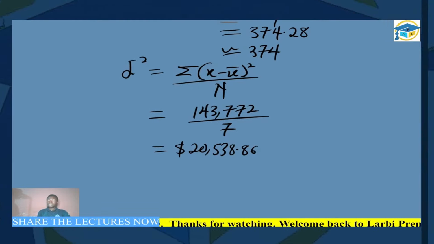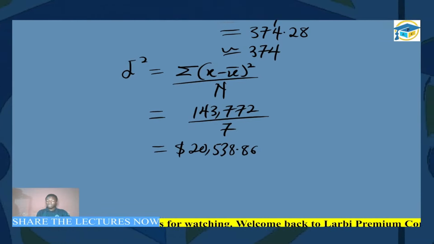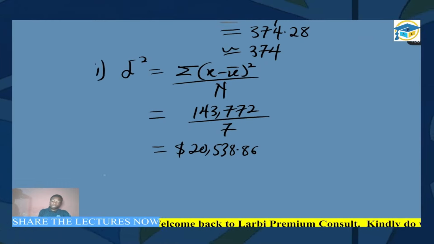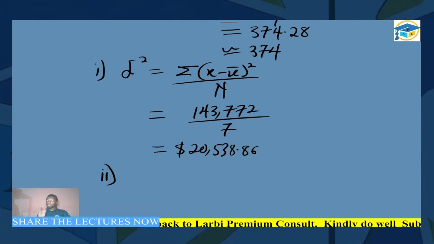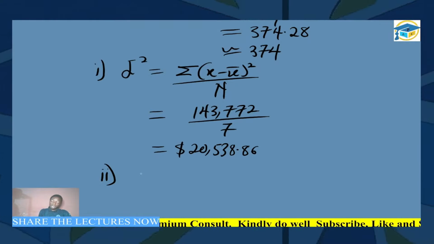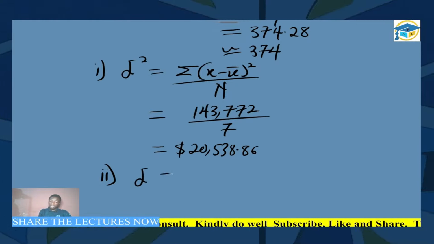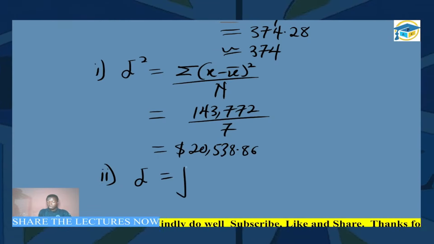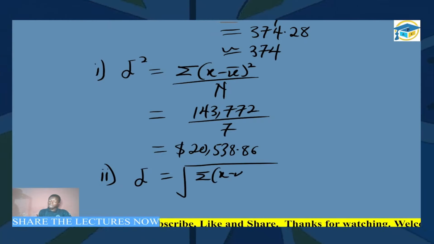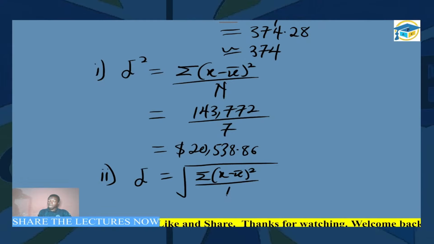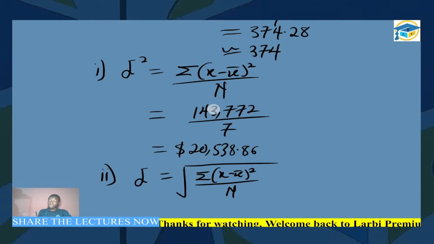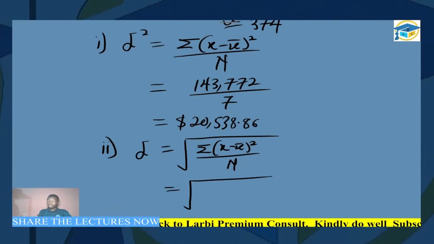So once you're able to get the variance for the company, you can then proceed to find the standard deviation. The standard deviation is the positive square root of the variance. So we say that our standard deviation is the positive square root of the variance. So here, to the same formula, we have the summation of x minus x bar all squared and then divide by n. So we know the summation of x minus x bar all squared divided by n is this, the whole of this.